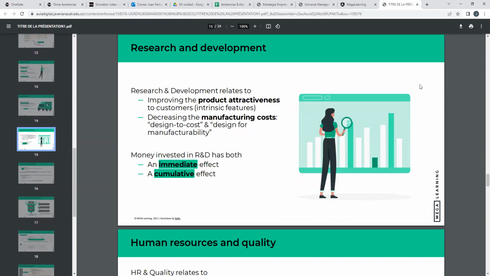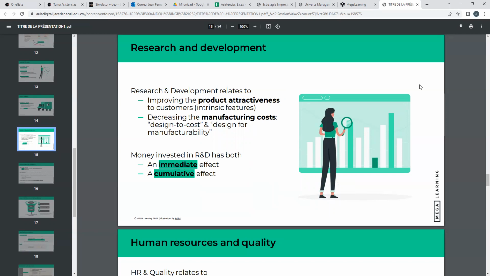So this rule says that when you invest in research and development, you are targeting two objectives. One, the product attractiveness to the customer. Yes, for that reason we saw research and development in the customer profile slide. Okay, and the other objective is to decrease the manufacturing cost.